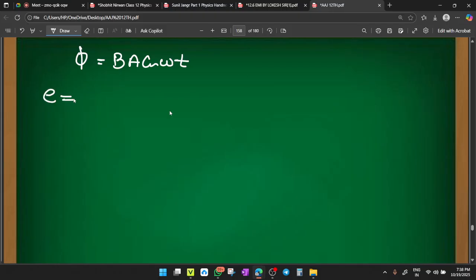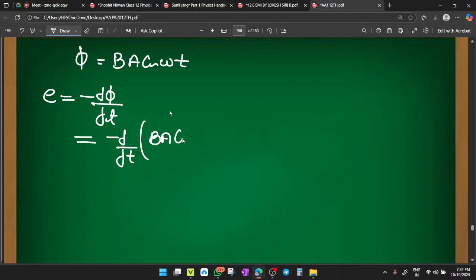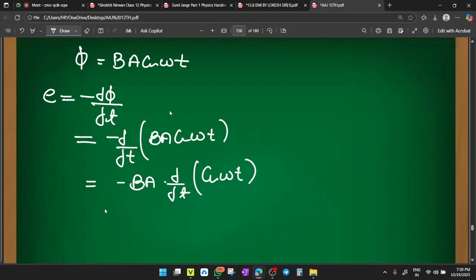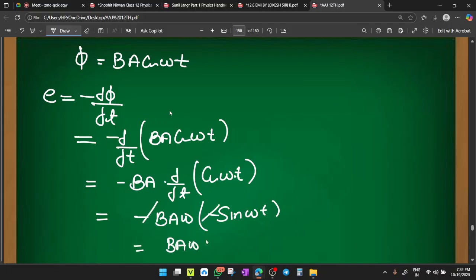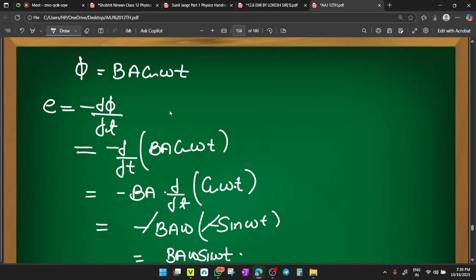Now, induced EMF is equal to minus d phi by dt. So this is equal to minus d by dt of B A cos omega t. This will be equal to minus B A times d by dt of cos omega t. As omega is the coefficient of t, it will be taken out, and the differentiation of cos omega t is minus sine omega t. The minus and minus signs cancel out, and it is equal to B A omega sine omega t. Clear? Yes, this is the induced EMF in the coil.